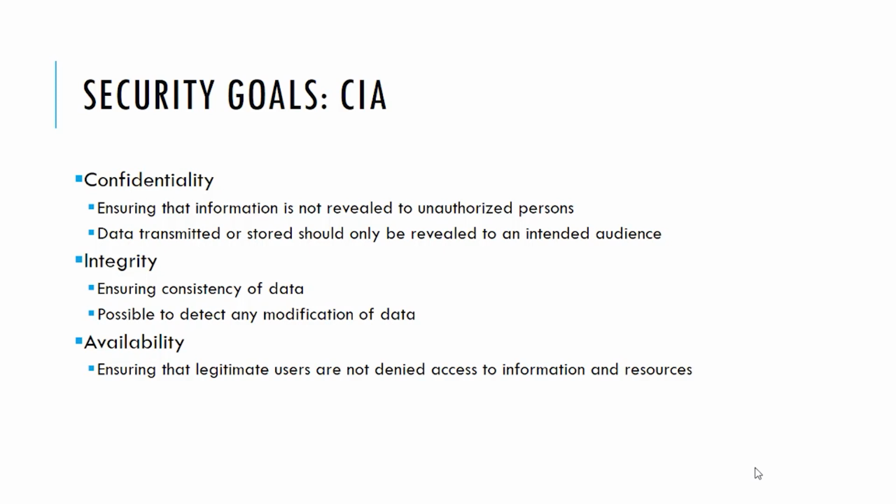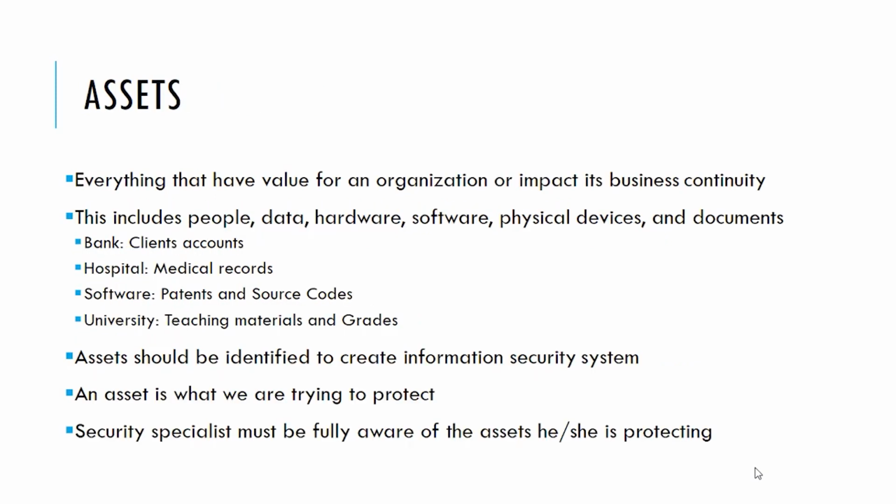Integrity is making it possible to detect any modification of data. Availability is ensuring that legitimate users are not denied access to information and resources, to protect from DoS attacks, the denial of service attacks. Availability is ensuring that the service is there and existing for legitimate users to access.